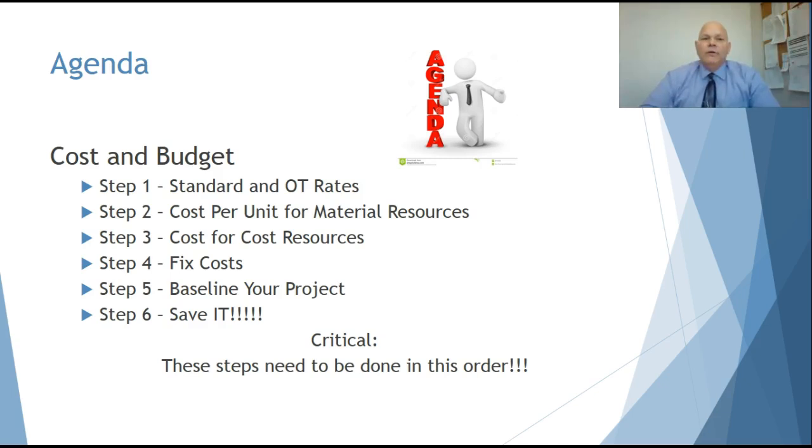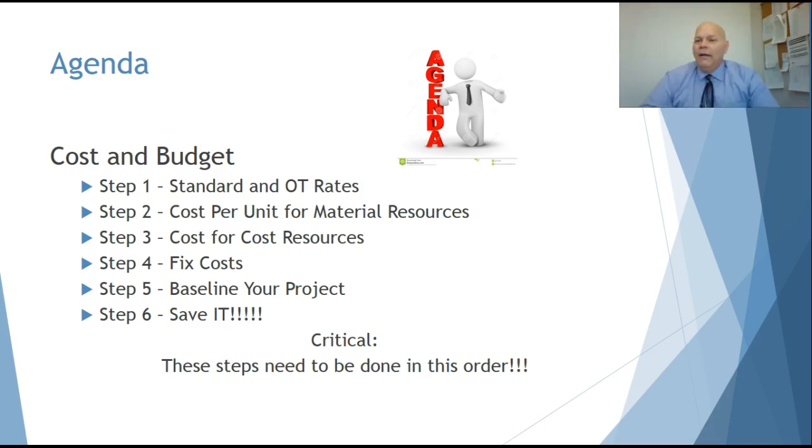Step one is inputting your standard and overtime rates for your work resources or your human resources. The second step is inputting the per unit cost for your material resources. Number three is inputting the cost of your cost resources. And step number four is looking at fixed costs. And then step five is baselining your project. And number six, never forget to save it. So those are the 6 steps that we'll be going through.